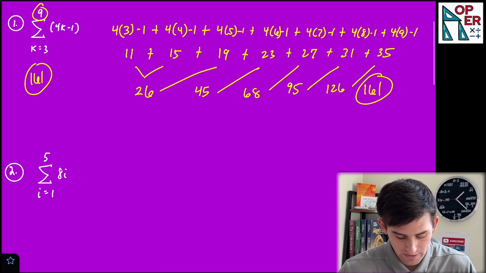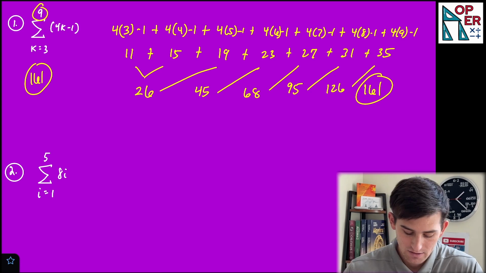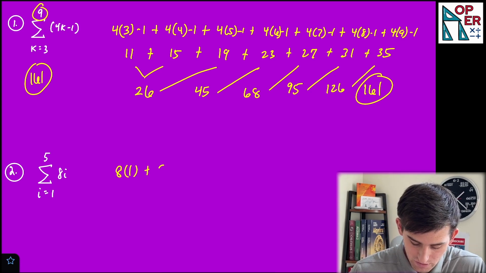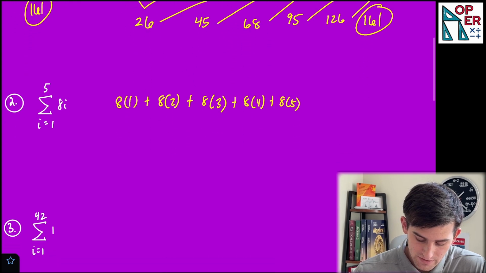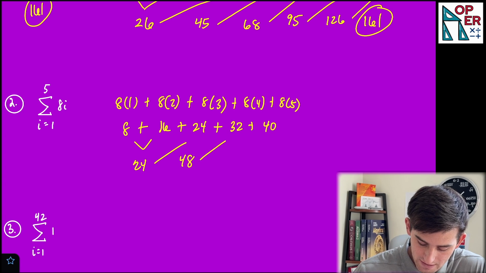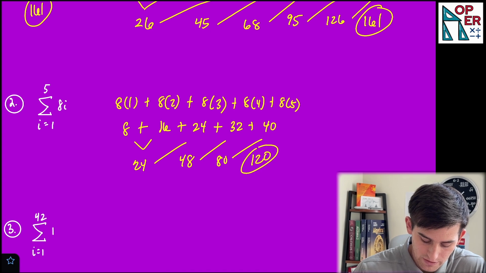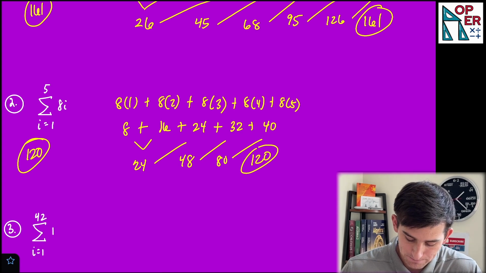All right, number 2, we have an upper limit of 5 and our lower limit is 1, and our rule is just 8i. So we're just going to do 8 times 1 plus 8 times 2 plus 8 times 3 all the way till we get to 8 times 5. Okay, so 8 times 1 would be 8, 16, 24, 32, and 40. So 8 and 16 would be 24, 24 and 24 would be 48, 48 and 32 would be 80, and 80 and 40 would be 120. So our sum for the series for number 2 would be 120.